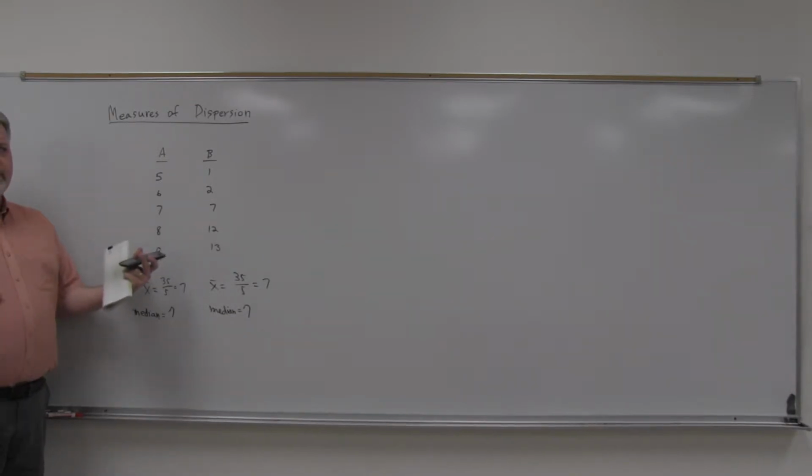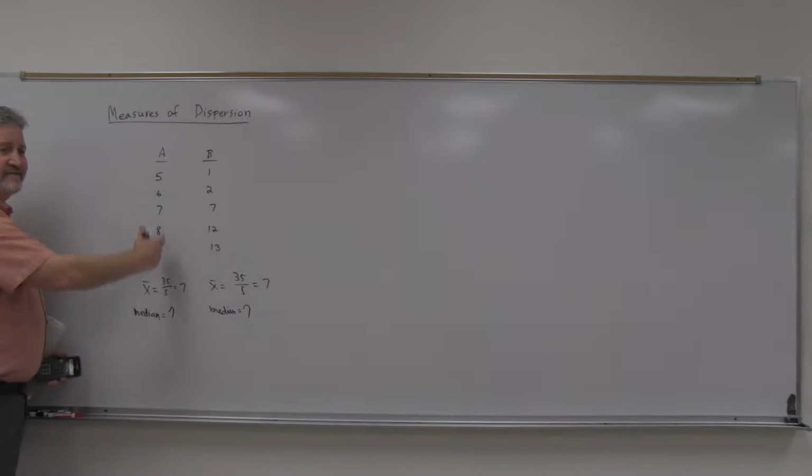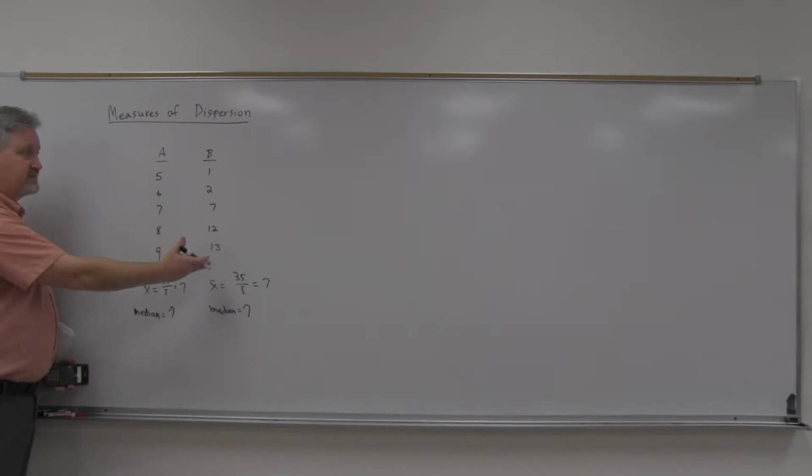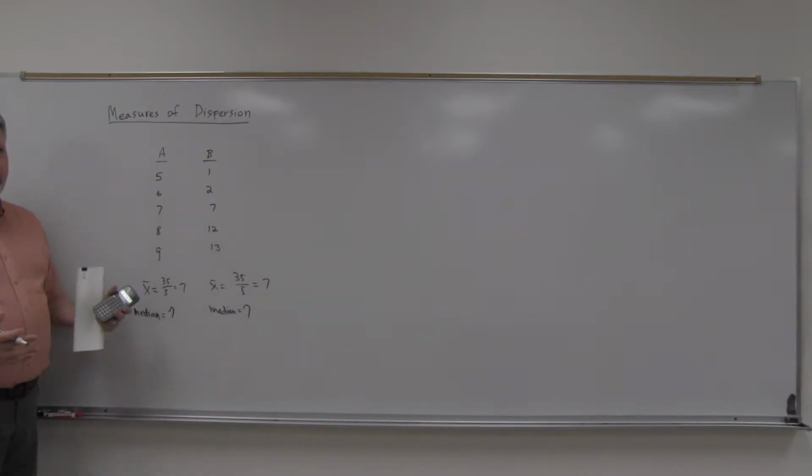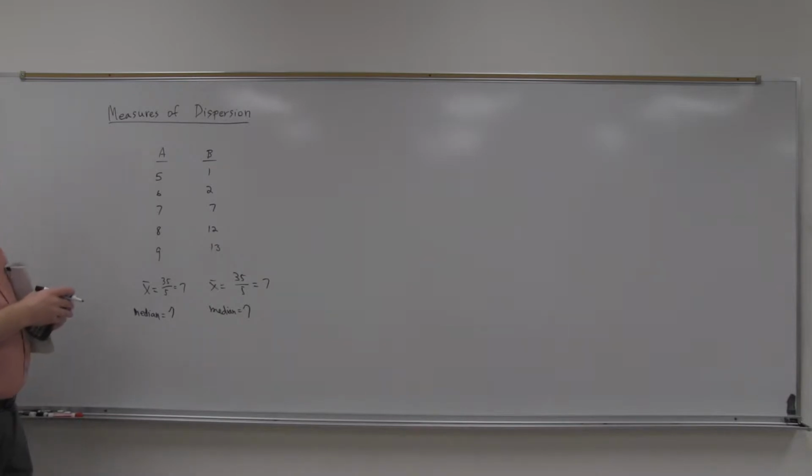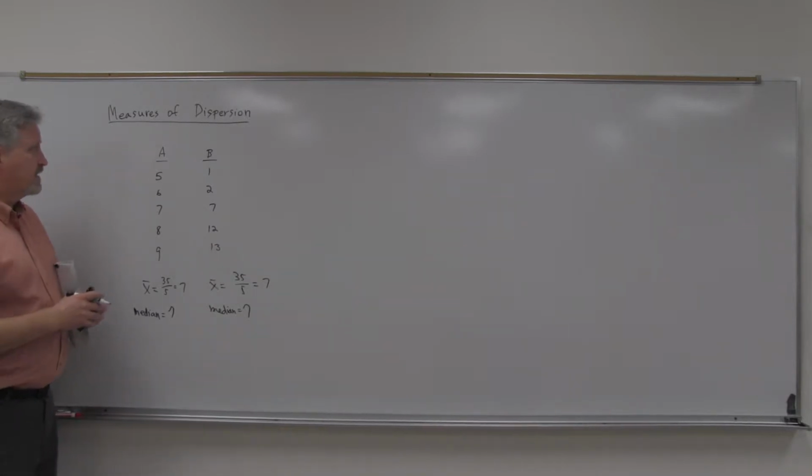That's what we're going to talk about here today. A's are not as dispersed as B's. Dispersed meaning more spread out, right? And so the measures of dispersion, there's a couple of them. One is very simple and it's probably not as used as the other one. It's a little more complicated, but it's used more.